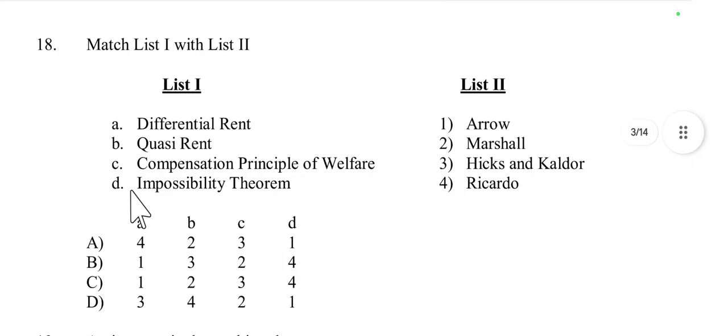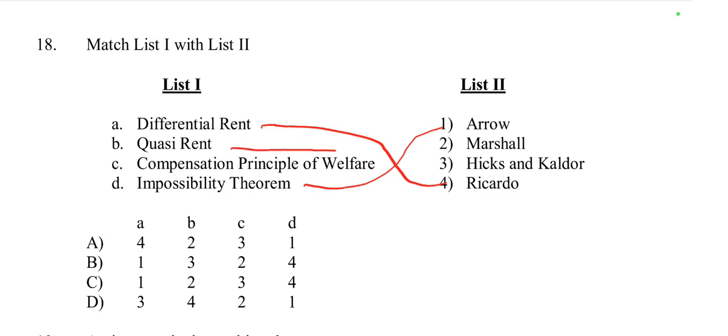Then question number 18, list 1, list 2. Differential rent, quasi rent, compensation principle of welfare, impossibility theorem given by Arrow. Then differential rent, David Ricardo. Then quasi rent, Alfred Marshall. Then compensation principle, Hicks and Kaldor. So A for 3, B for 2, C for 3, D for 1, option A. So A is right here.